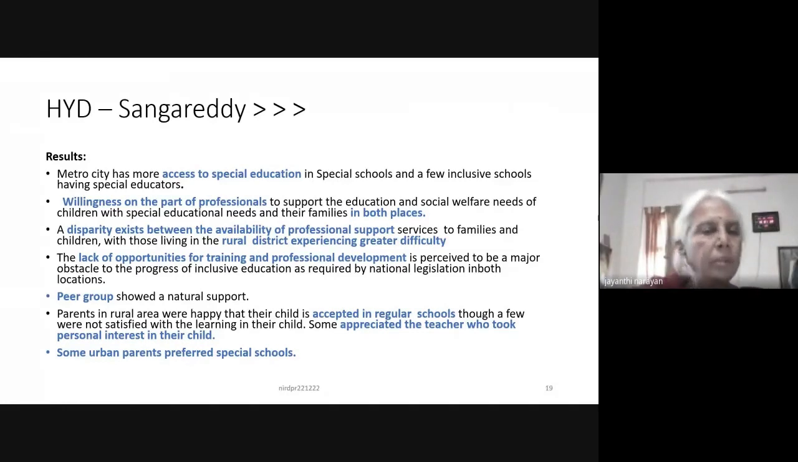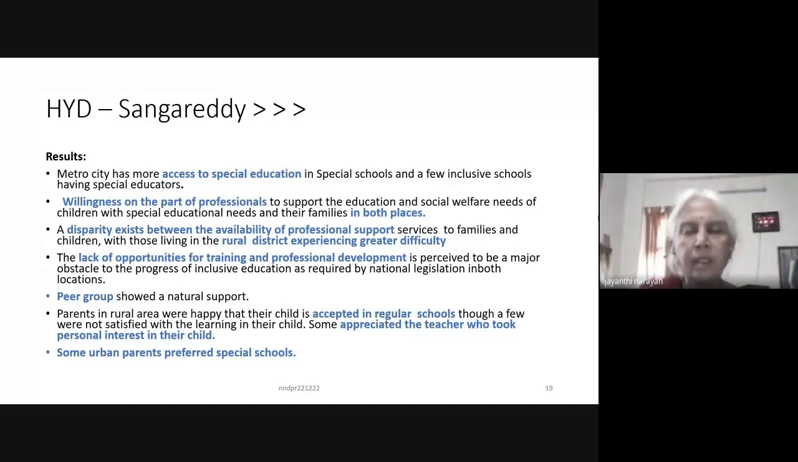The second thing we found in both places is the willingness on the part of the professionals to support the education and social welfare needs of children with special needs and their families. But the regular teachers and the others didn't have the know-how. They said, we want to do, we have nothing against children with disability in our school, but we don't know what to do with them. This was the kind of response that came repeatedly, and a very important point to note. And then, disparity exists between the availability of professional support services to families and children living in rural areas and in the greater metro cities.